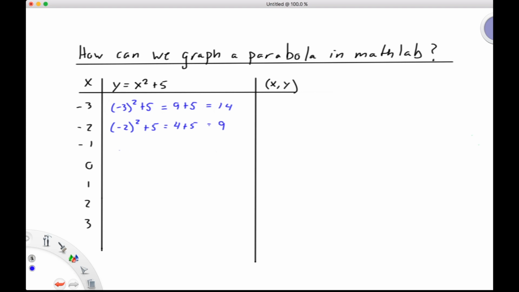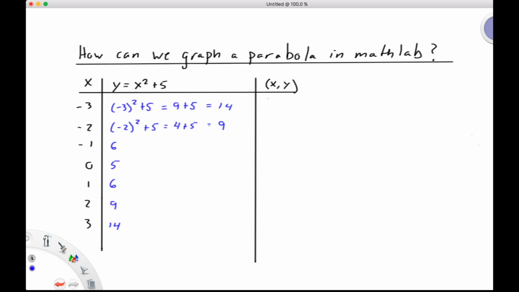Right, and if we did the same with -1, if we plug in -1, that's going to give us y is equal to 6. If we plug in 0, that's going to give us y is equal to 5, right? And then 6, 9, and 14, and you can check those for yourself to verify that these are correct. But if you plug in 2, for instance, for x, 2 squared plus 5 is going to give you 9 as well. And so what these give us is a set of ordered pairs, a set of xy's.